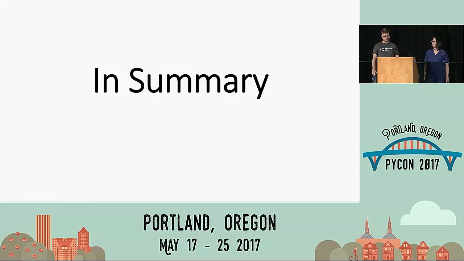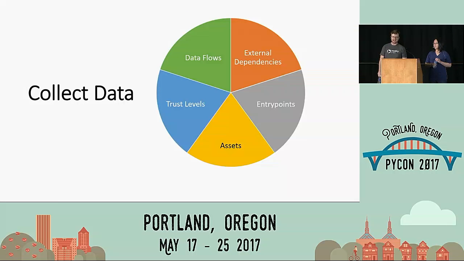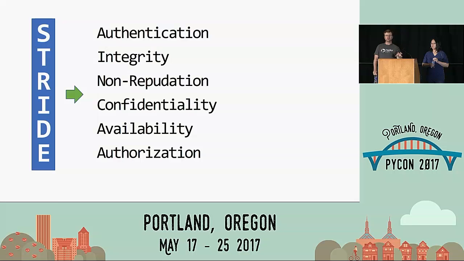All right, so in summary, the quick high-level view. We gave you a process of 3 steps. You collect data about your application, you analyze that data, and then you come up with remediations. While you're collecting data, you divide it into 5 categories: external dependencies, entry points to your application, assets you want to protect, the trust levels you expect to be operating within your system, and the data flows, how information moves around. You then use that to think about what vulnerabilities exist in your system using STRIDE: spoofing, tampering, repudiation, information disclosure, denial of service, and elevation of privilege.